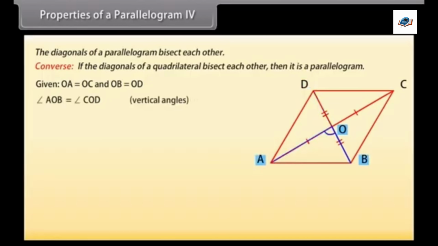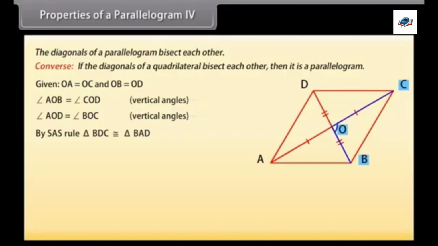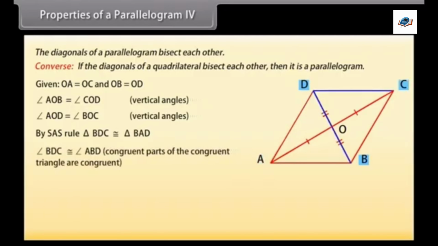Angle AOB is equal to angle COD because these are vertical angles. Similarly, angle AOD is equal to angle BOC. So, by SAS rule, triangle BDC is congruent to triangle BAD. Therefore, angle BDC is congruent to angle ABD, because corresponding parts of congruent triangles are congruent. Similarly, angle ADB is congruent to angle CBD.